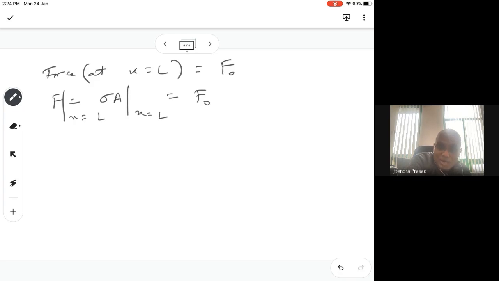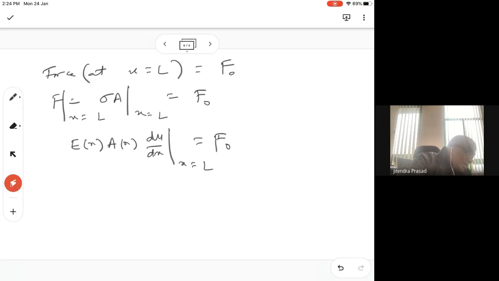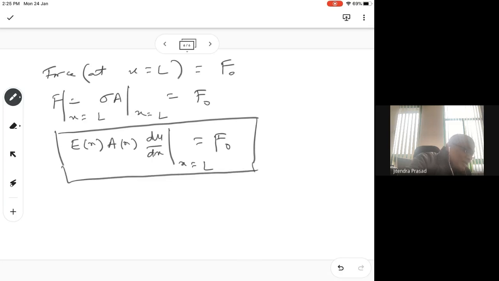And sigma, you know that sigma is Ex times Ax times du over dx at x equal to L is equal to F naught. So this is what you will write if you are giving a force value. This multiplied by this is a strain, this is Young's modulus times a strain, it gives you the stress, and stress multiplied by area gives you the force at x equal to L, F naught, that you are going to write here.